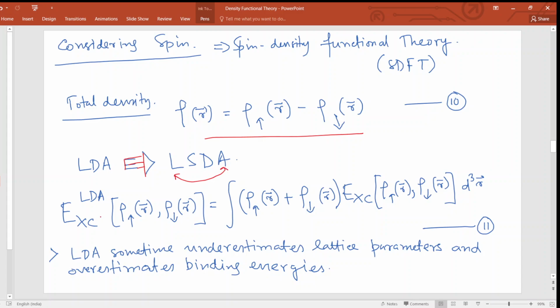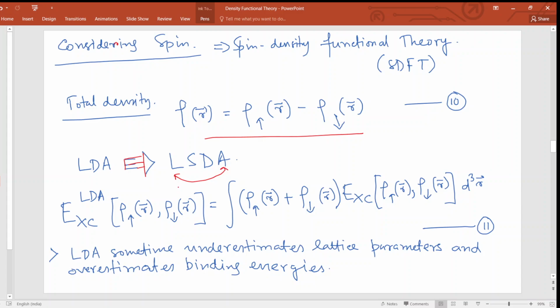Here E_xc^LDA will be a function of rho up and rho down separately, and you have to take care of them individually in the final integral. That is how you take into account the exchange correlation effect within the local density approximation.